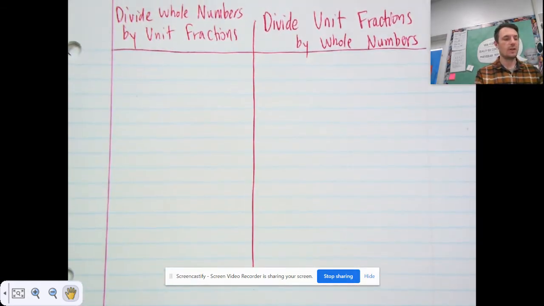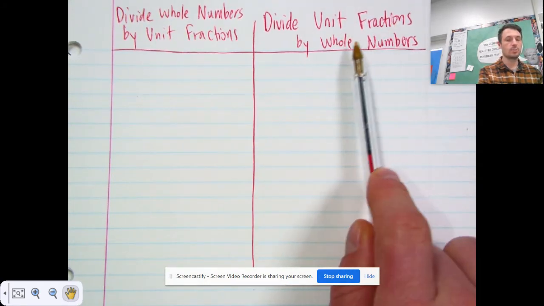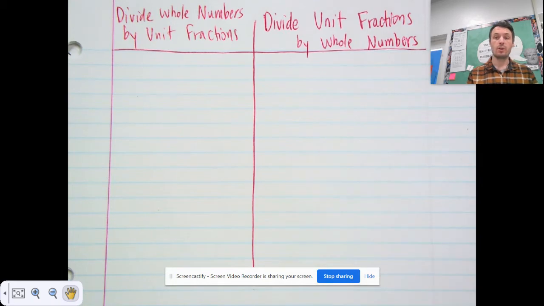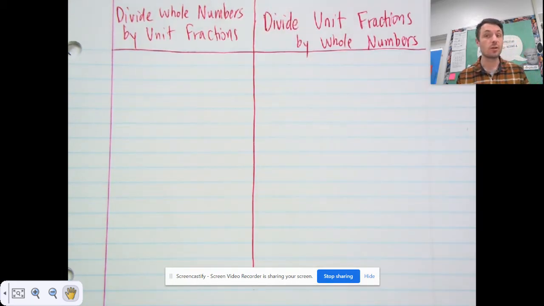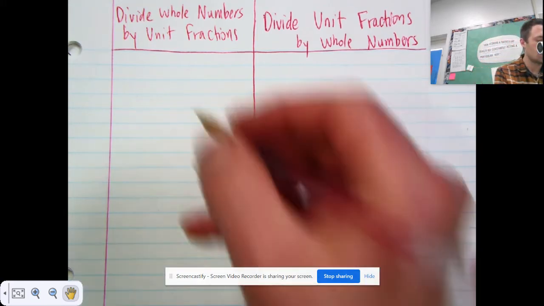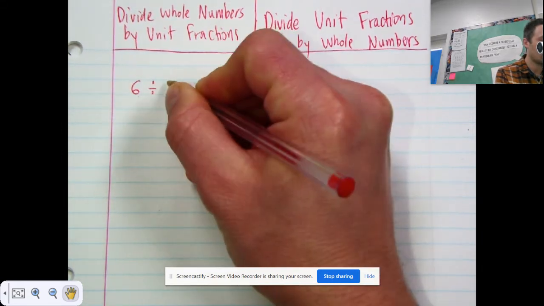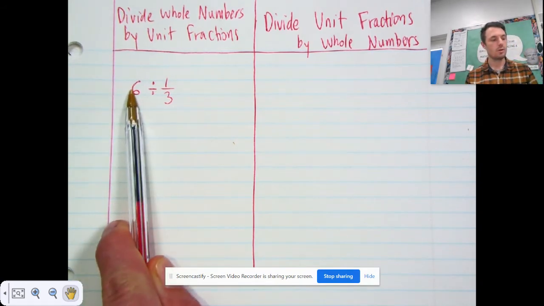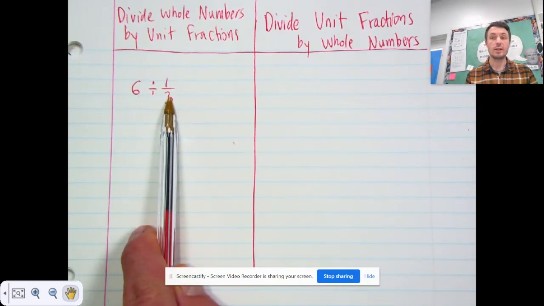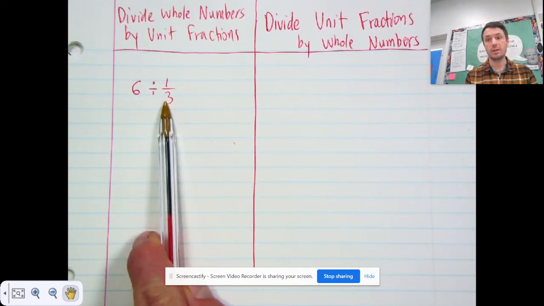Yesterday we were dividing whole numbers by fractions. Today we're dividing fractions by whole numbers. So I want to make sure you understand the difference. So I'm going to put two problems side by side, and they're going to look very similar, but they're actually the opposite of each other. So in yesterday's lesson, we did something like this: 6 divided by 1/3. A whole number divided by a fraction. So in yesterday's lesson, the whole number was the dividend and the fraction was the divisor.